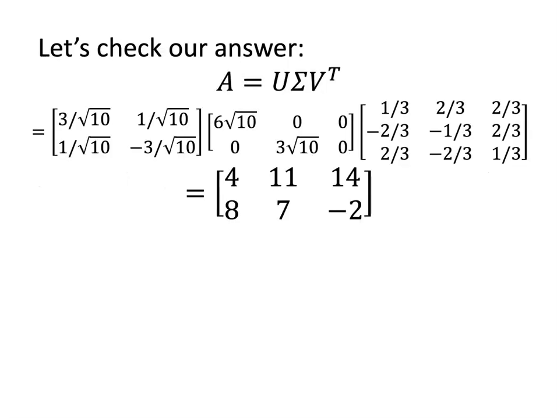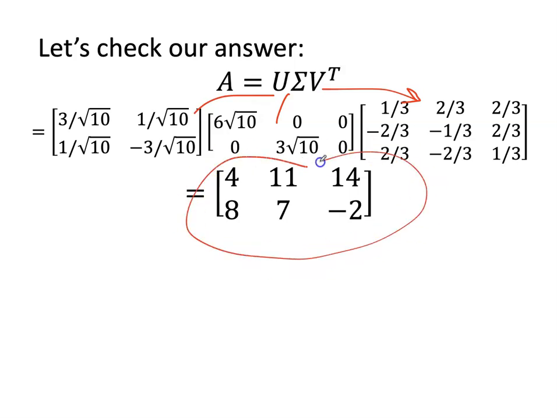Let's check our answer. Does A really equal U sigma V transpose? This is U. This is sigma. This is the transpose of V. It's not V. It's the transpose of V. When you multiply it together, oh my goodness, thankfully, we got the right answer, A.